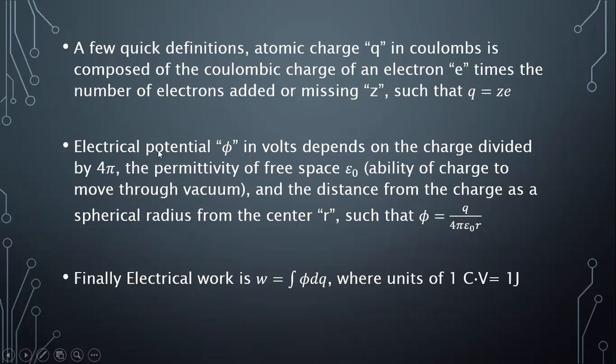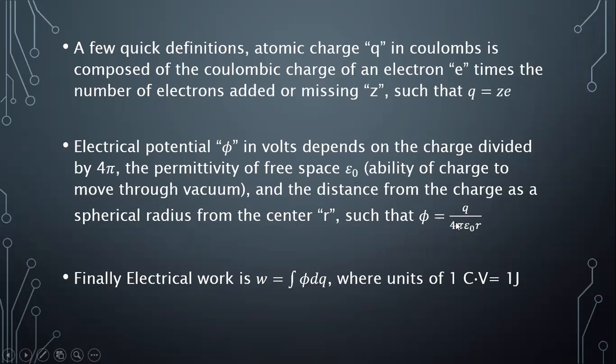Now, electrical potential. Phi is in volts, and it depends on the charge divided by 4 pi and the permittivity of free space, which is the ability of a charge to move through a vacuum, and the distance, where the charge has a spherical radius R. So essentially 4 pi is a constant, the permittivity is a constant. The only real things are Q and R. So how big is the ion and how much charge does the ion have?